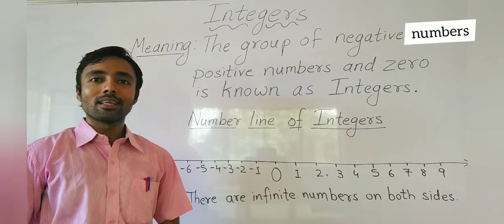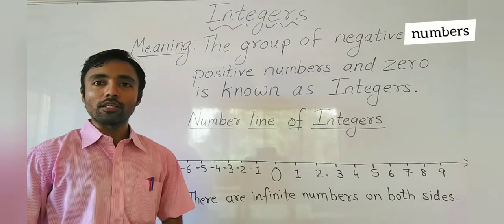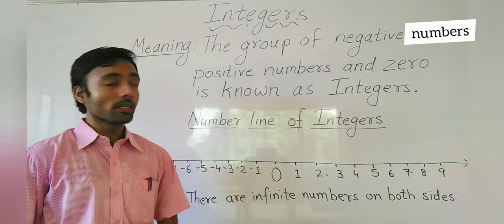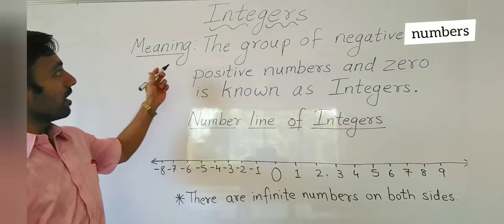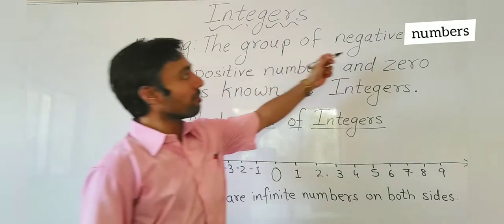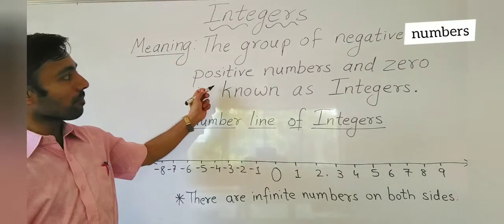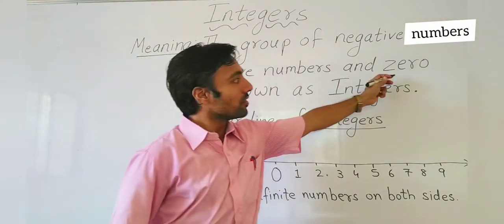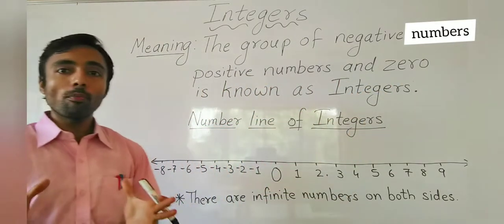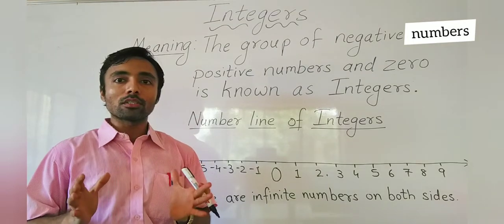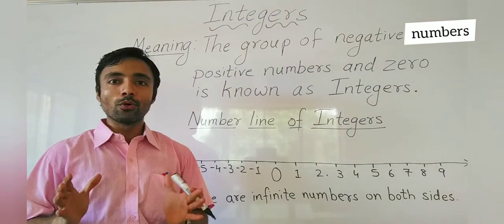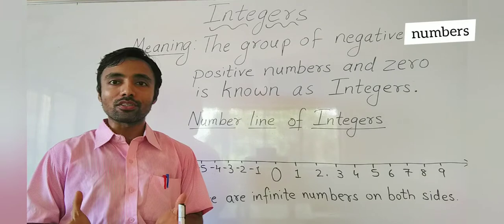So dear students, let's begin with the meaning of integers. So what are integers? Integers are a group of negative numbers, positive numbers and 0. So the group of negative numbers, positive numbers and 0 together makes integers.